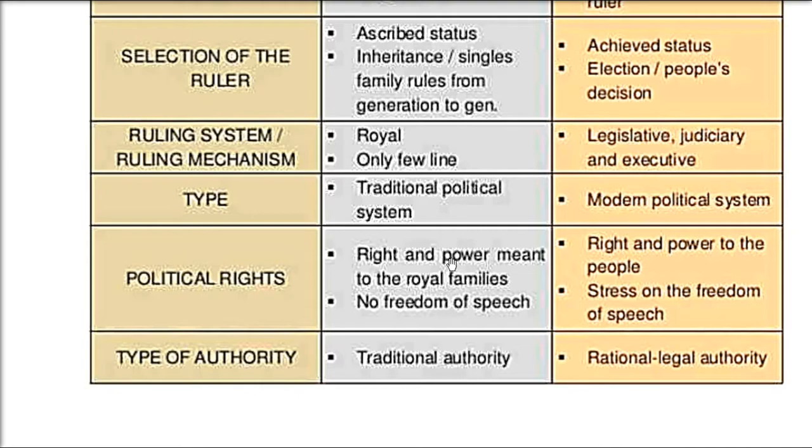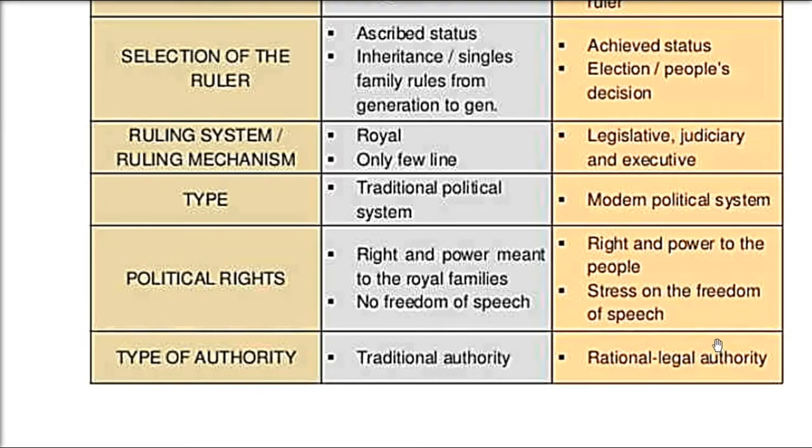Political rights: people don't have a lot of political rights in monarchy. There is no freedom of speech. You know, heads will be chopped off. And if you come to democracy, everyone has rights, fundamental rights, fundamental duties, and the constitution is supporting them, and the judiciary is guarding them. So freedom is there.